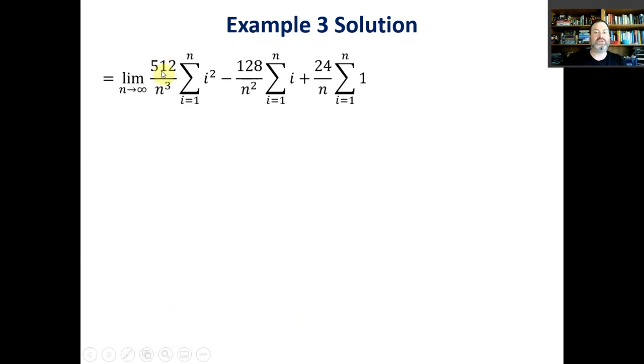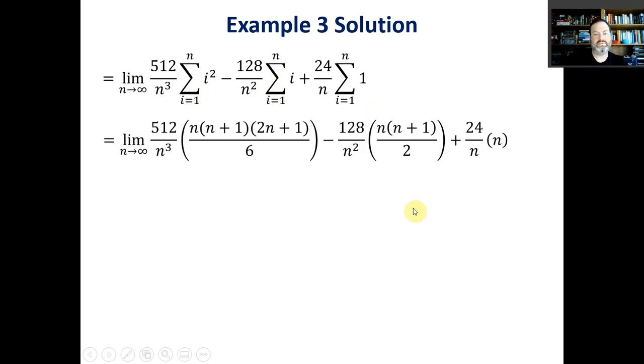So this, just in case you guys are wondering, anytime you see a limit, the limit assumes everything after it is in the limit, okay? You don't mix up limits with non-limits, okay? So this whole thing is inside the limit. So I just pushed all the sums right up against i squared, pushed it up against i, and pushed it up against 1. Now I have formulas for i squared, i, and 1. I plug in the formulas.